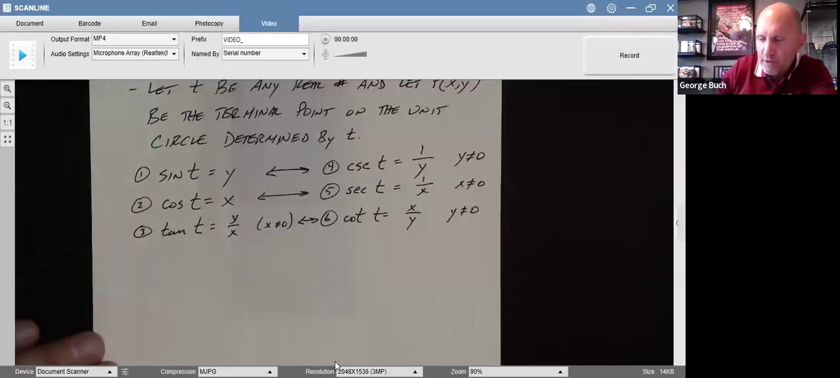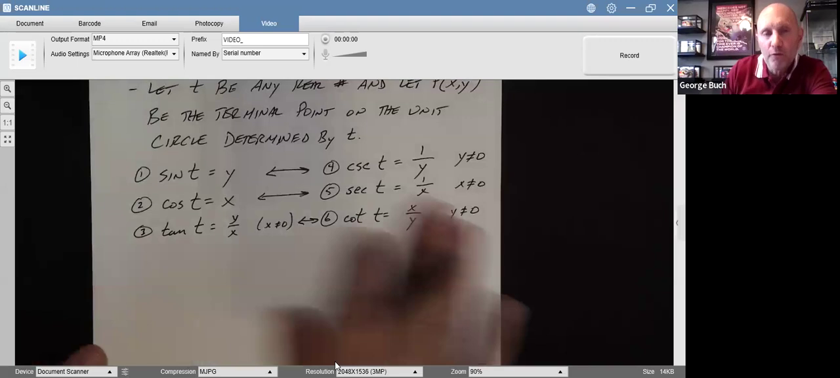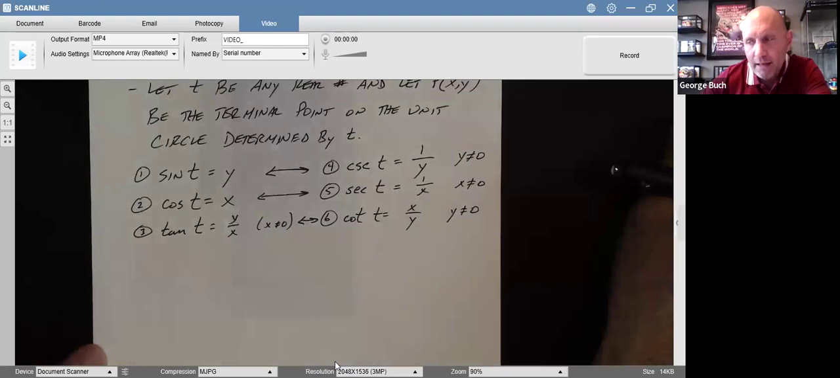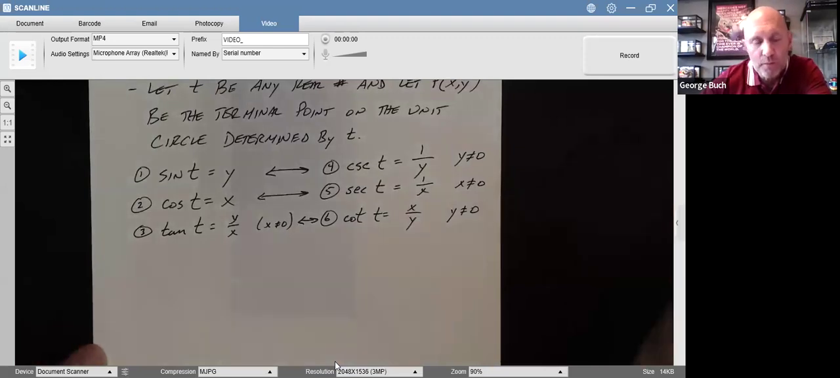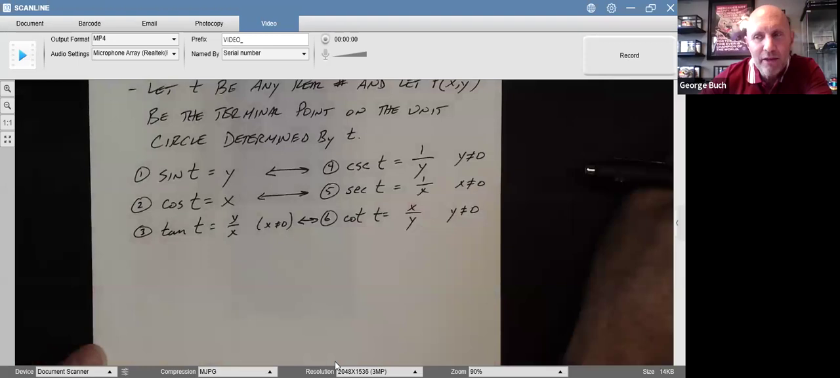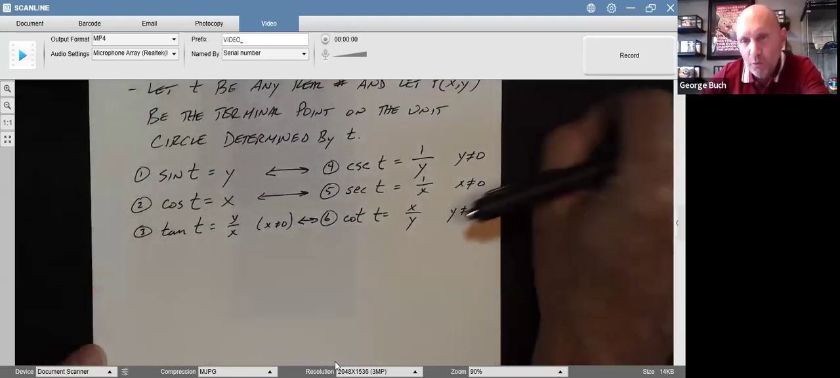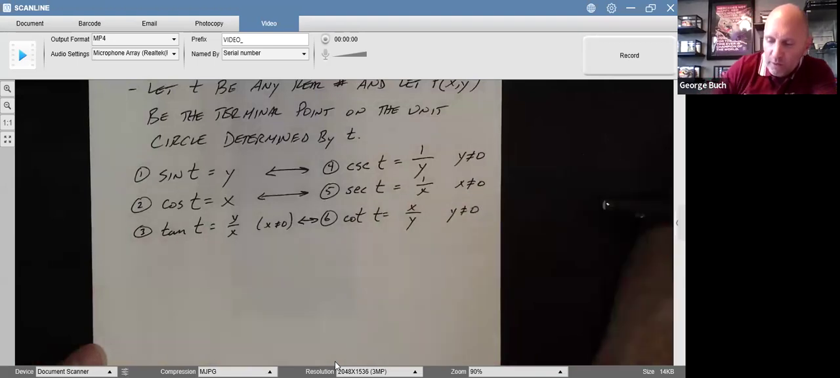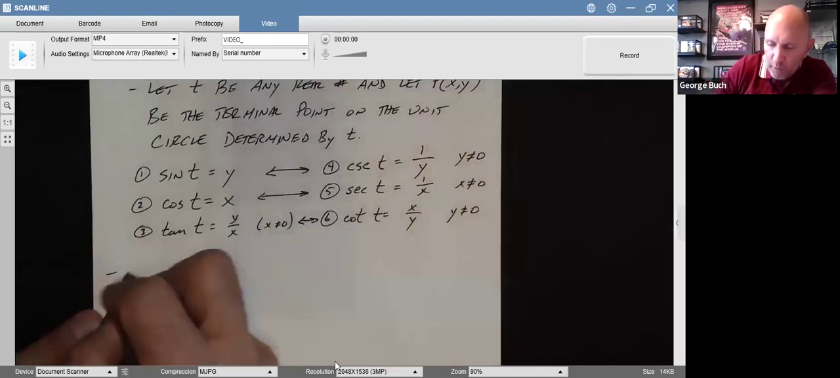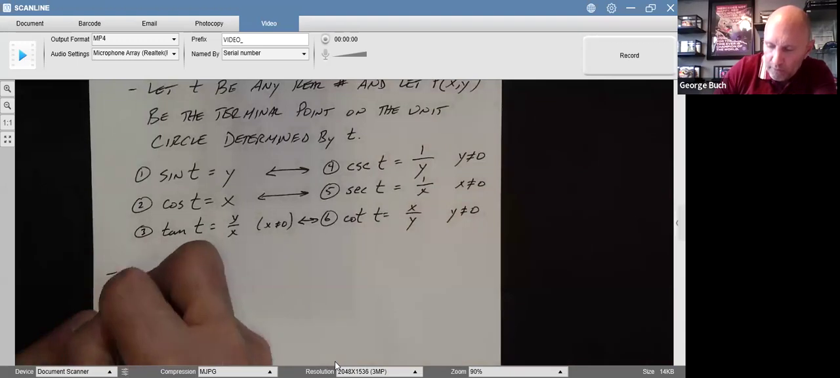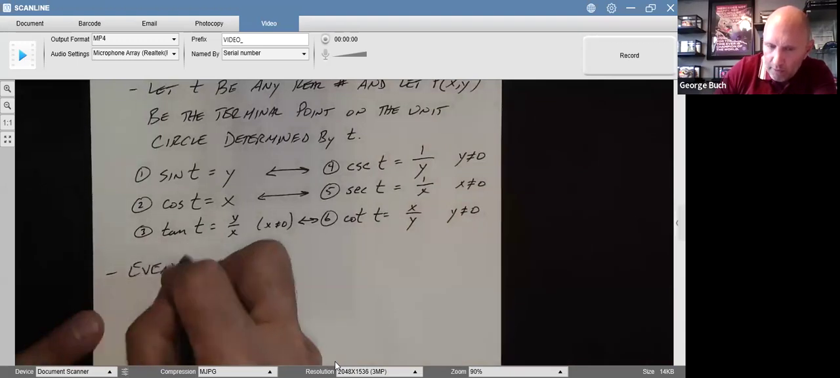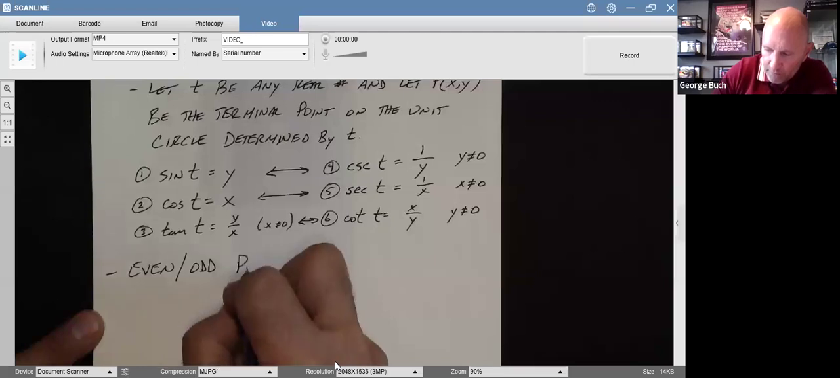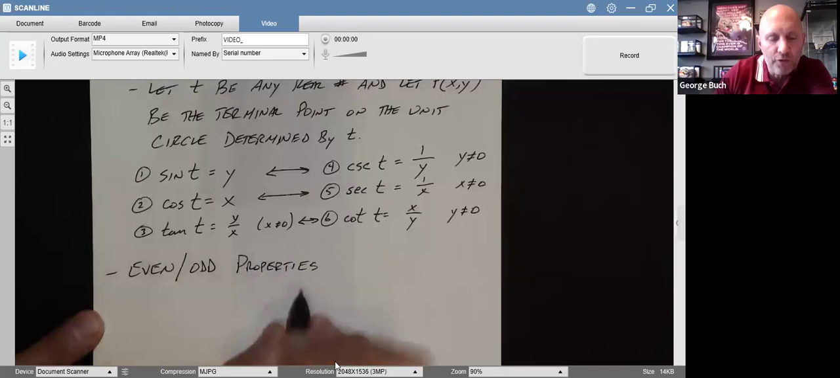All right, so these functions, and that's what they are, functions. They apply like a square root. They apply like absolute value. So anything you can or can't do with those kinds of functions, the same thing applies here. If you remember back to Precalculus 1, we talked about even and odd functions. So in this case, I'm going to say even or odd properties of these trig functions.